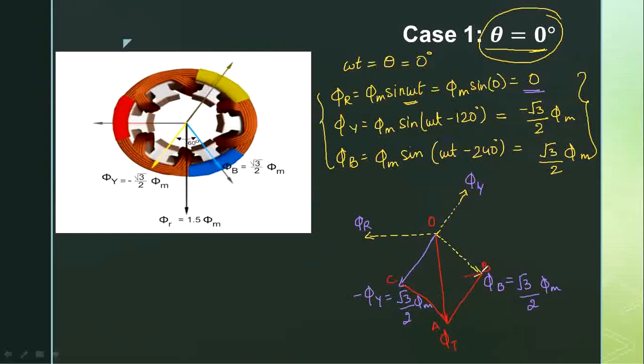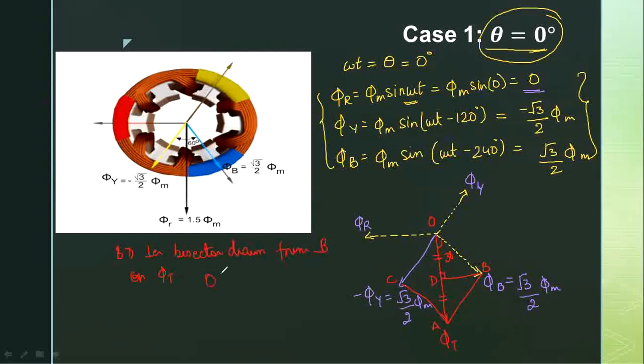So from D, I'm going to draw a perpendicular bisector on OA. Let me mark this as D. And this is going to divide the total resultant flux into two equal parts. And this angle is 30 degrees. So from the vector diagram, I can say that BD is the perpendicular bisector drawn from B on phi t.